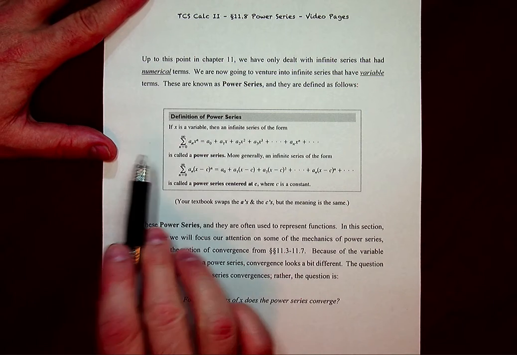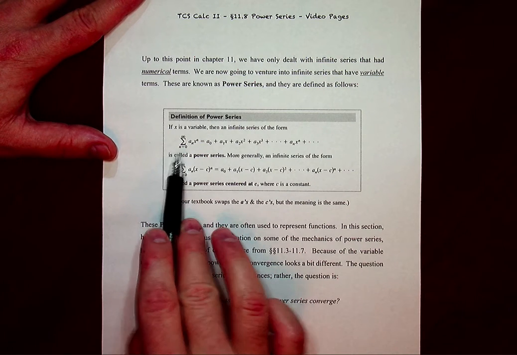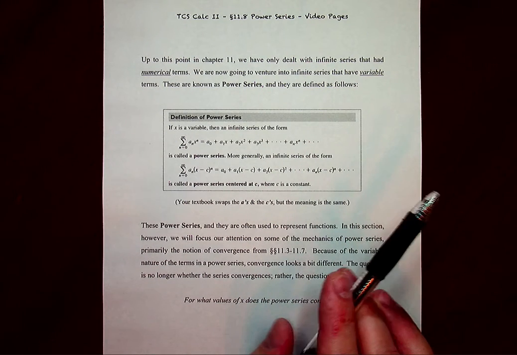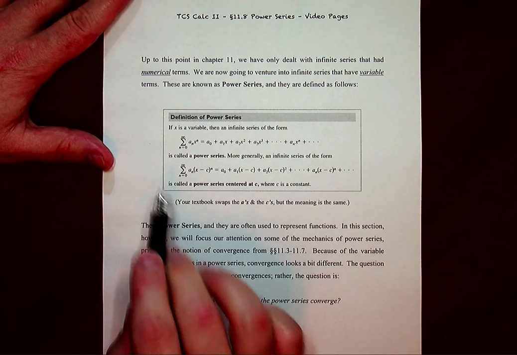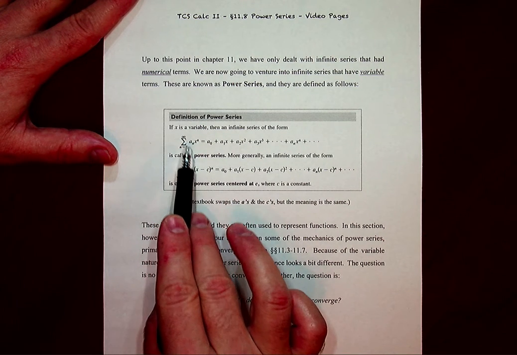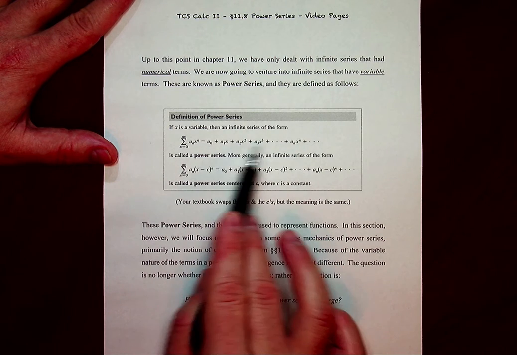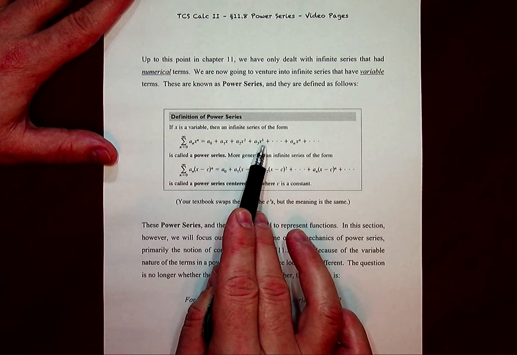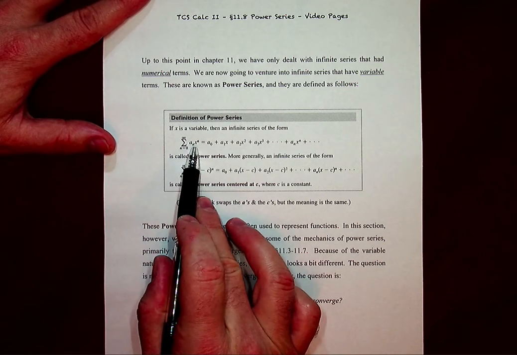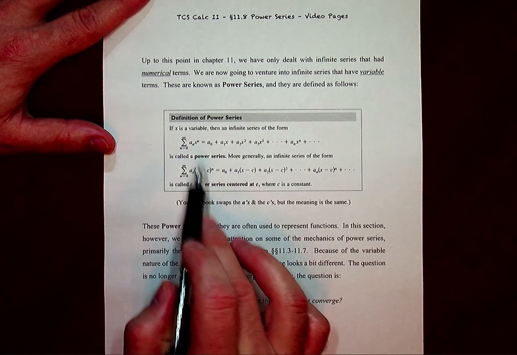Now, a power series will always have this form. It looks like an infinite polynomial because in some sense it kind of is. If x is a variable, then an infinite series of whatever your coefficients are, and then x squared, x cubed, x to the fourth, x to the n, is called a power series. That one is centered at 0, because notice that it's just x by itself. It can, however, be centered elsewhere.